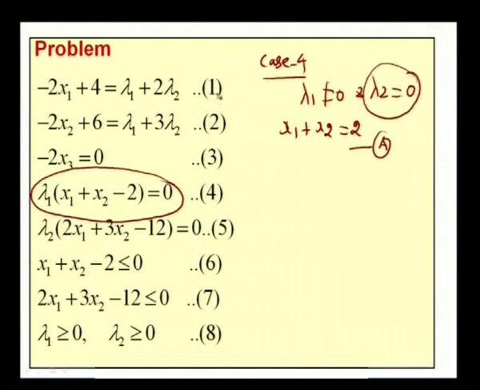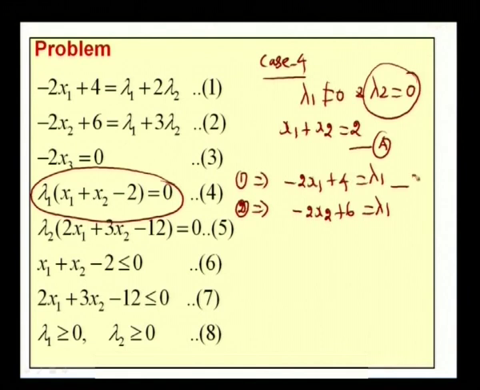Now, by making use of equation 1 and 2, by taking lambda 2 equal to 0, equation 1 gives us minus 2 x 1 plus 4 equal to lambda 1, and equation 2 gives us, for the value of lambda 2 equal to 0, minus 2 x 2 plus 6 equal to lambda 1. We name it as equation B and this is C. Now, the right hand side of equation B and C is lambda 1. Therefore, the left hand side of B and C should be equal.